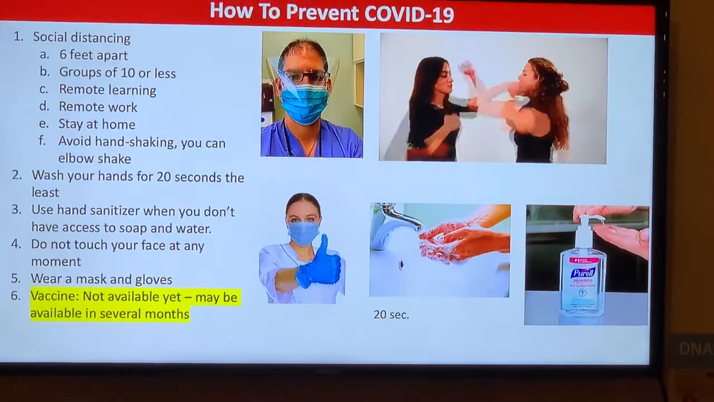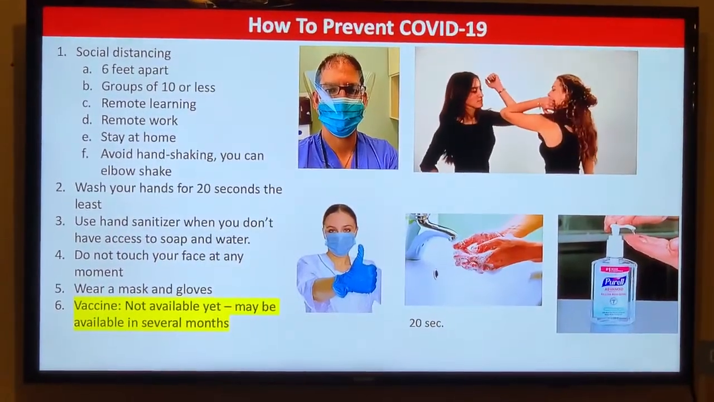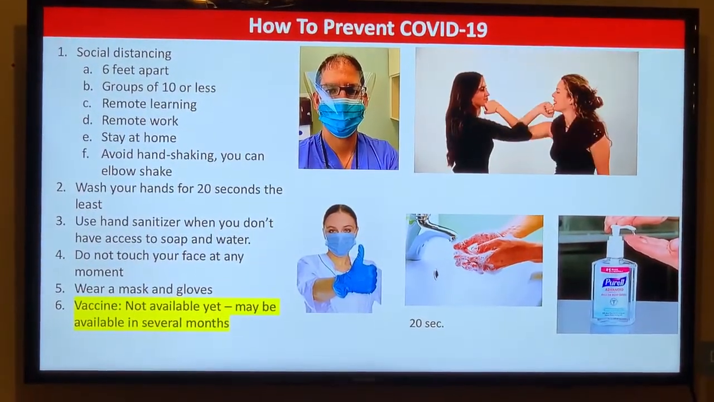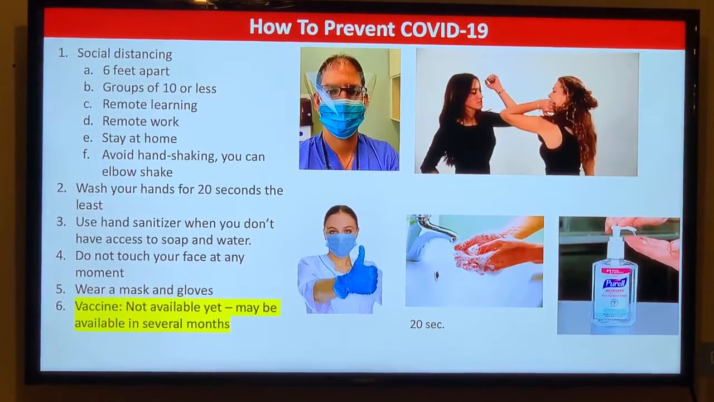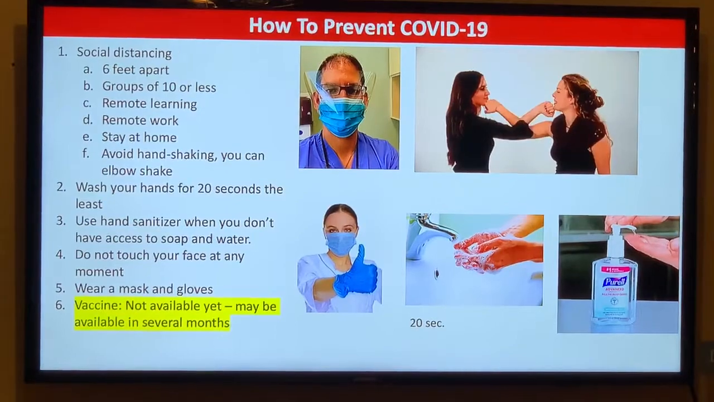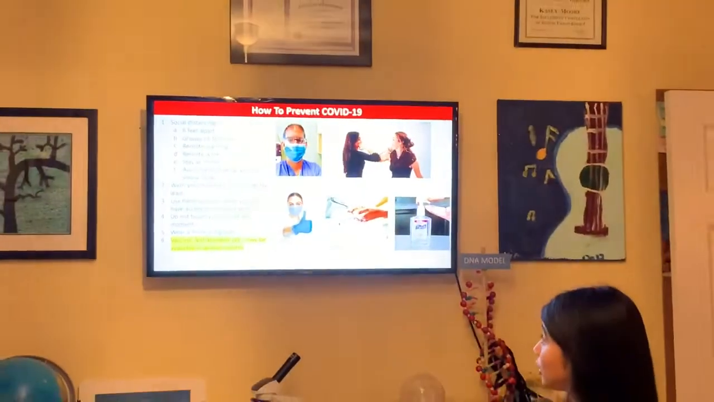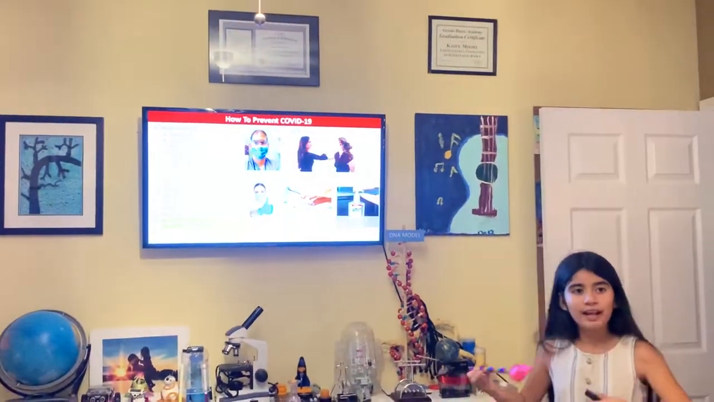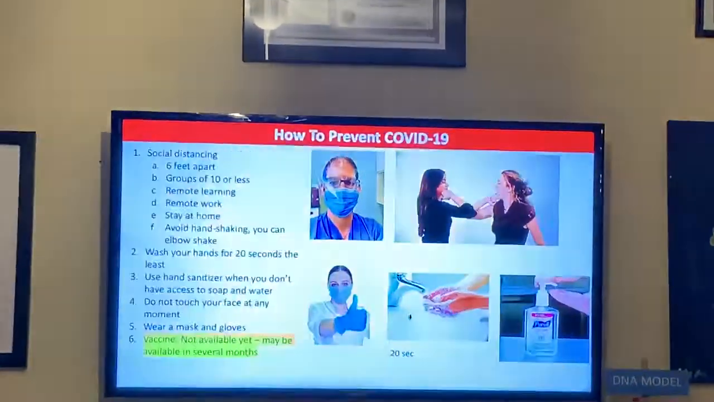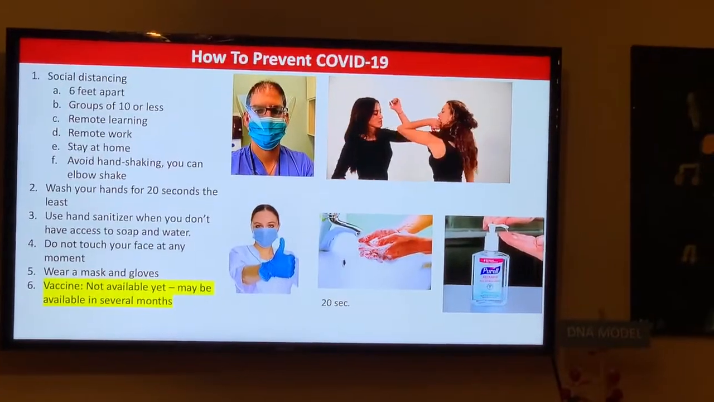Now, how to prevent COVID-19? Social distancing, which means 6 feet apart at the least, because the virus can only travel 6 feet when you sneeze. Groups of 10 and less, so that fewer people can get the coronavirus, because we don't want a lot. Remote learning and remote work, so that the learning and the work can continue, but remotely. Stay at home, so fewer people get it.